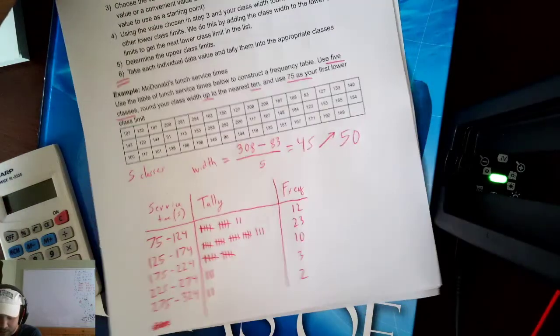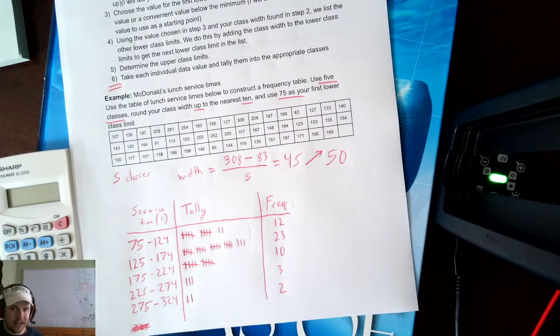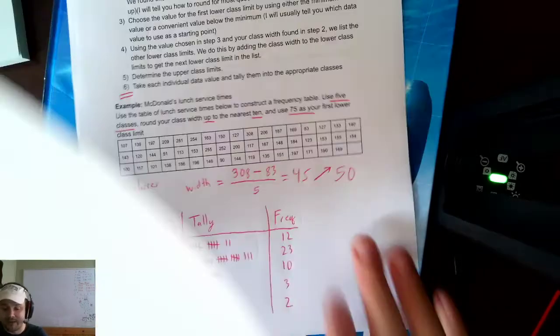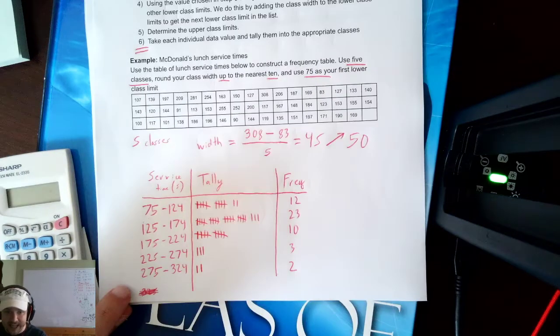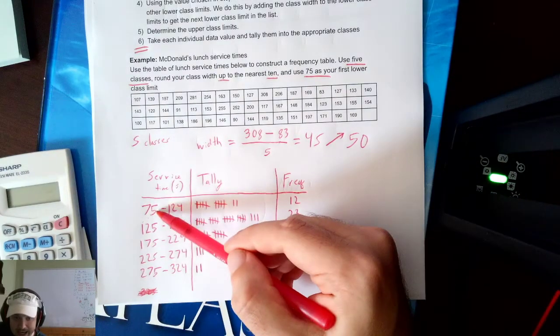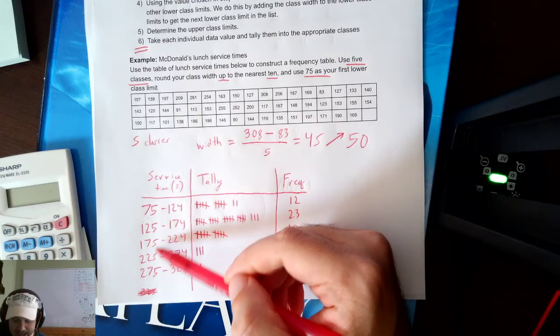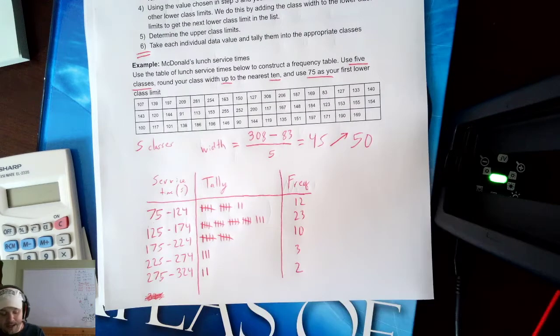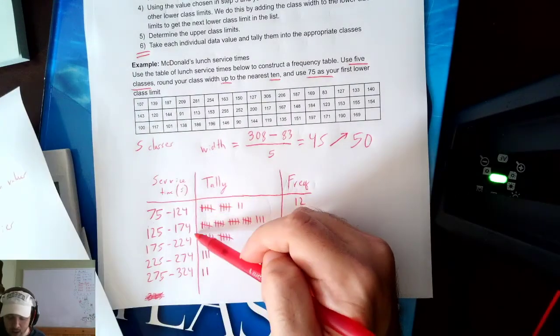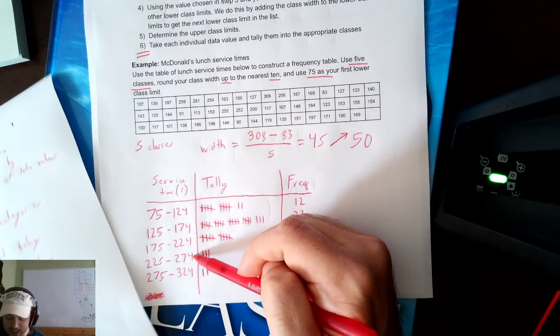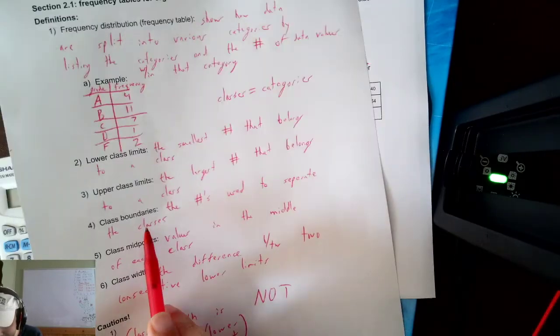Now, this would be the end of the question, if the question was to create the table. But I wanted to talk a little bit about the class definitions we had from the previous page. The lower class limits. What are the lower limits for this table? Well, the lower limits are 75, 125, 175, 225, and 275, right? That's the lower limits. What about the upper limits? 124, 174, 224, 274, 324. That's the upper limits. What about the class boundaries?